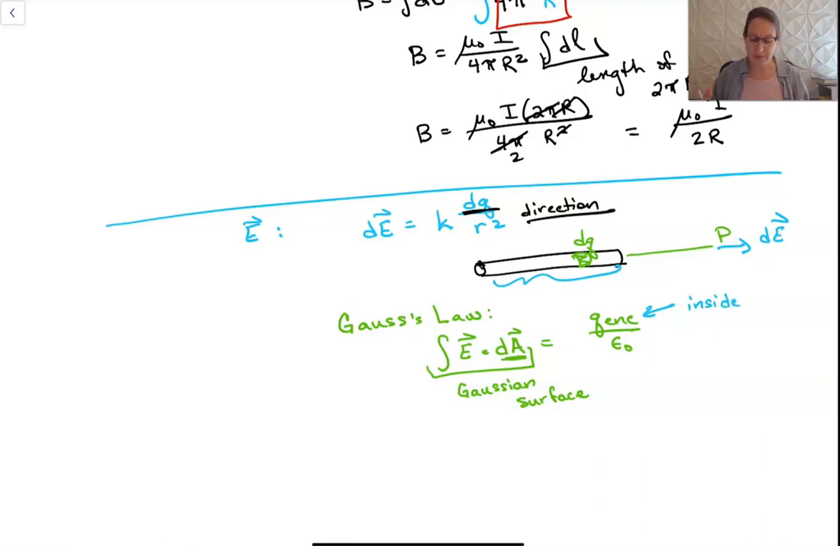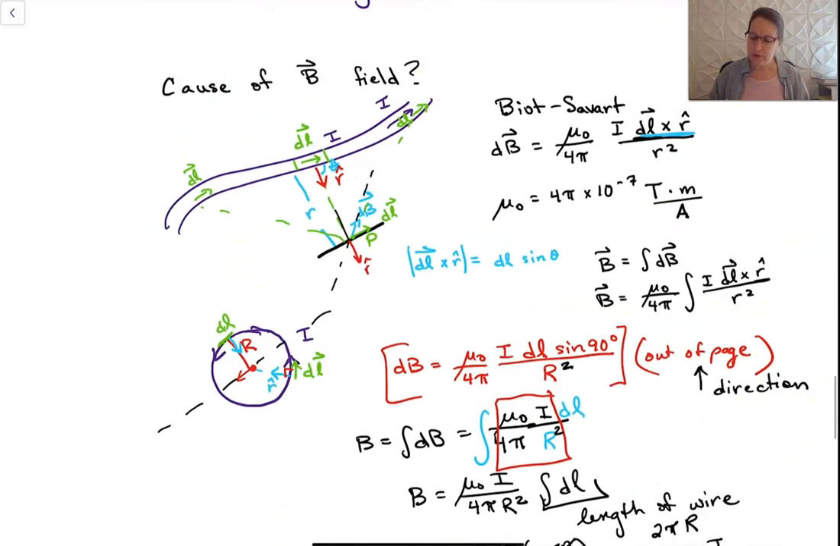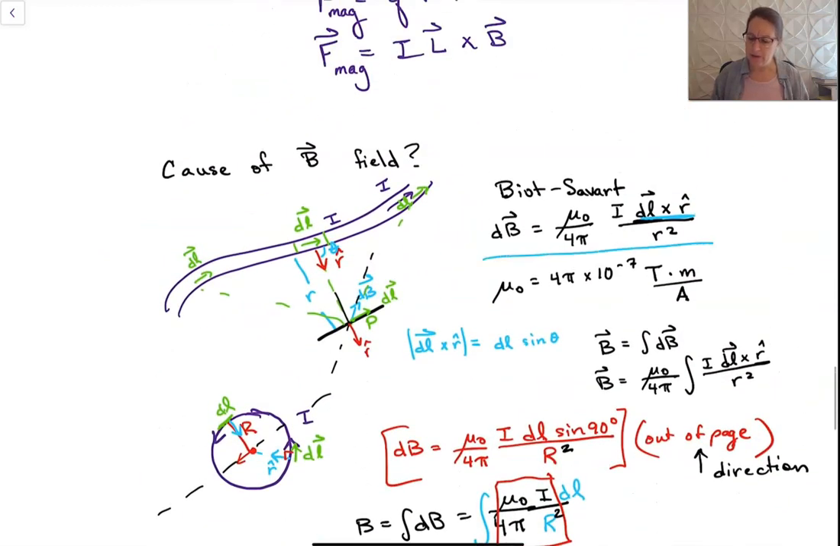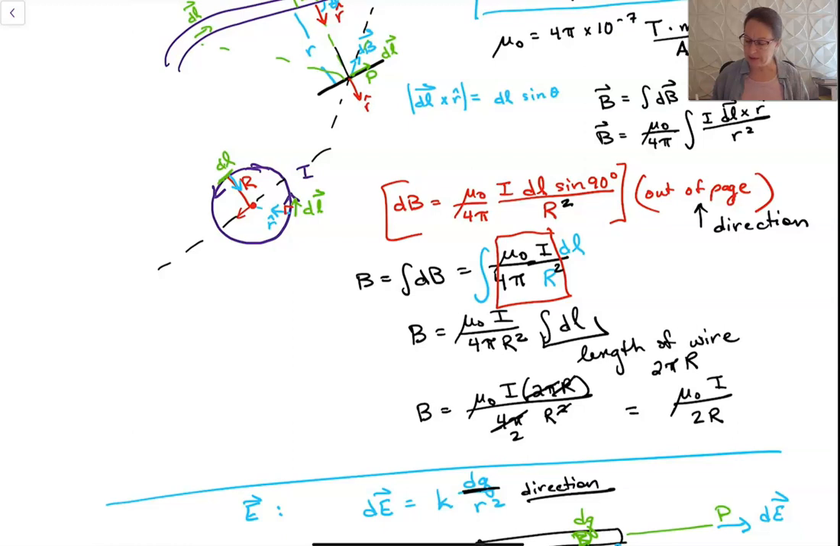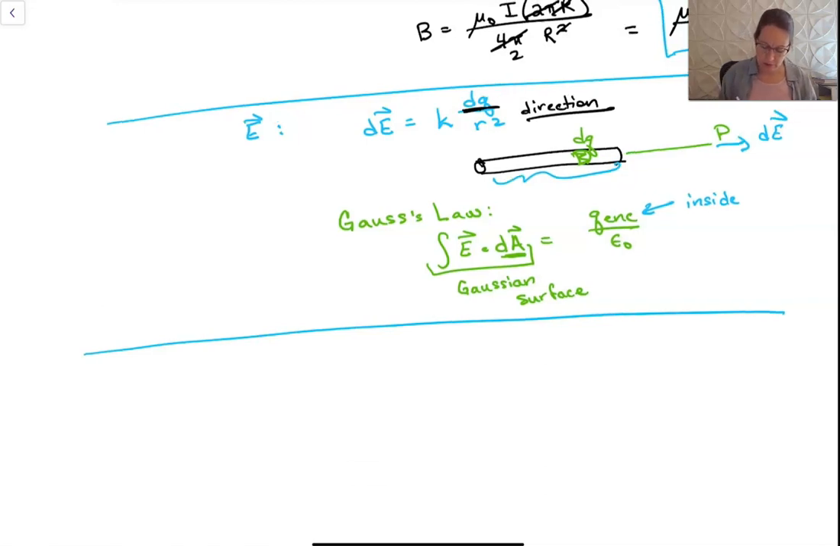So we're going to do something similar. We have a dB expression that's way back over here. That's the Biot-Savart Law, and we'd like to avoid using it. We used it in one case: the magnetic field in the center of a loop. And that's it. I'm not going to use it for any other case, because we're going to do the equivalent to Gauss's law, except for the magnetic case, it's Ampere's law.